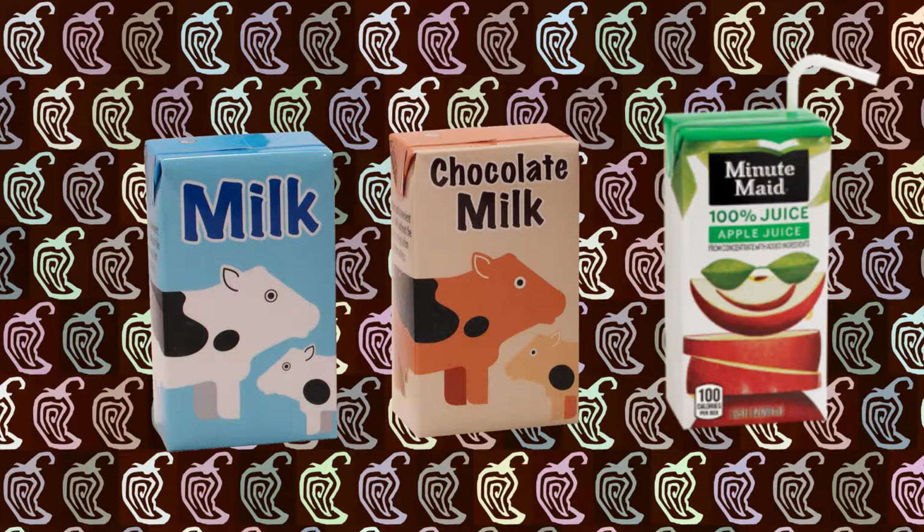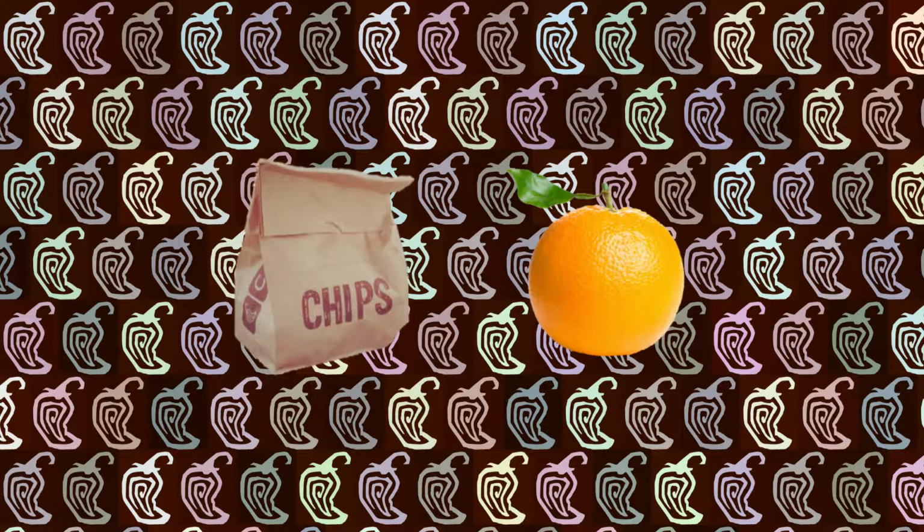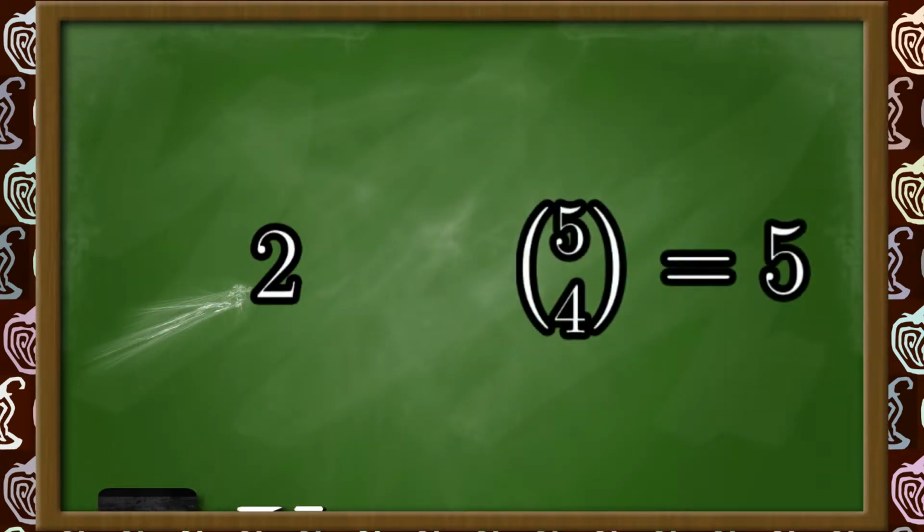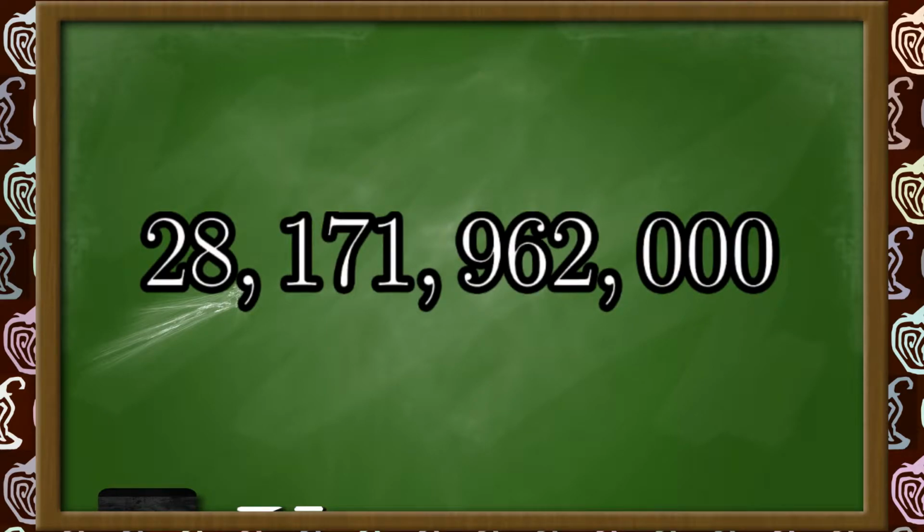The meal also comes with one of 3 drinks: plain milk, chocolate milk, or apple juice. Lastly, there is a choice of either a bag of chips or a piece of fruit. That covers everything except the quesadilla. We need to account for both the tortilla and the amount of cheese. We have 2 kinds of tortillas and we have 5 choose 4 options for the amount of cheese. Multiplying all of these gets us over 28 billion options.